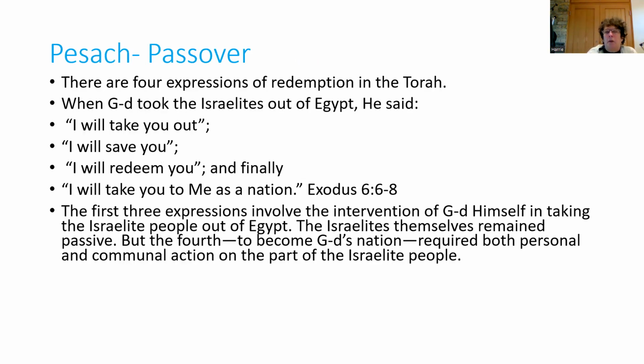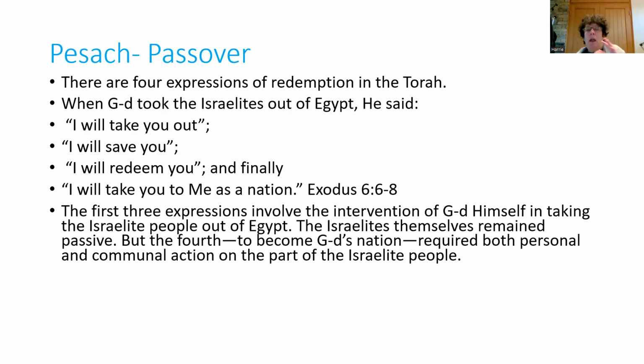In Pesach, Passover, there are 4 expressions of redemption in the Torah when God is about to take the Israelites out of Egypt. The first one is, I will take you out. The second one, I will save you. The third, I will redeem you. And finally, I will take you to me as a nation.